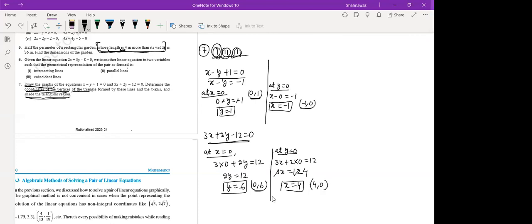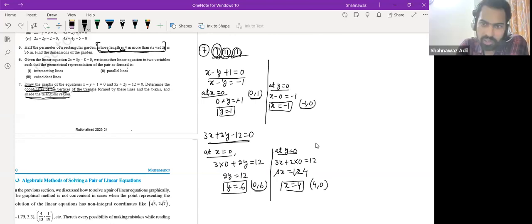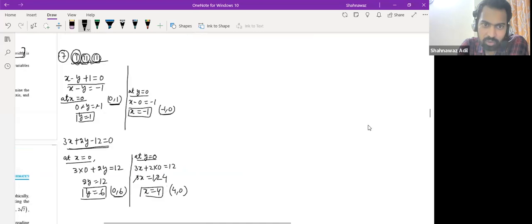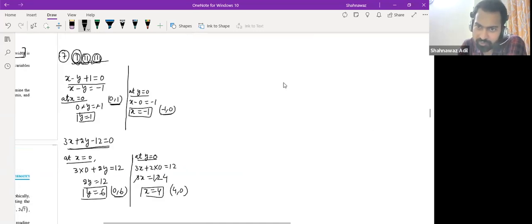Right. So now we have calculated all the coordinates. So let us draw the graph there.